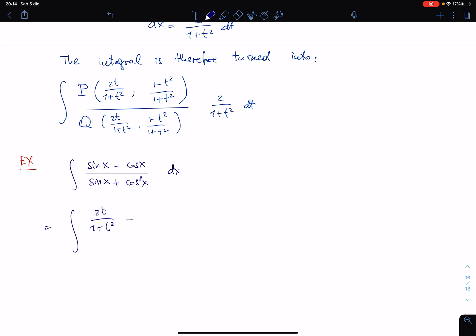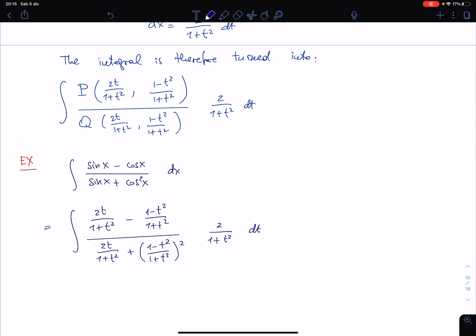1 minus t squared divided by 1 plus t squared, and here 2t divided by 1 plus t squared plus 1 minus t squared divided by 1 plus t squared, to the square, and here instead of dx 2 divided by 1 plus t squared dt. Okay, this is quite horrible.